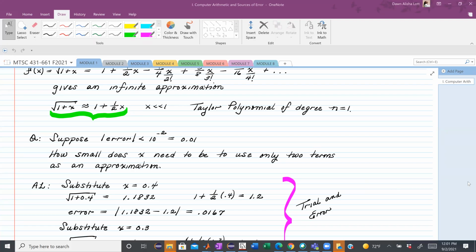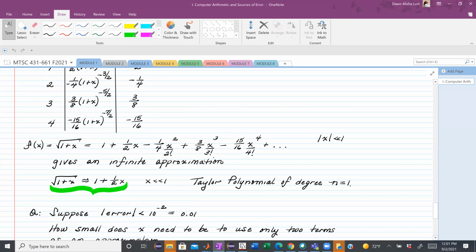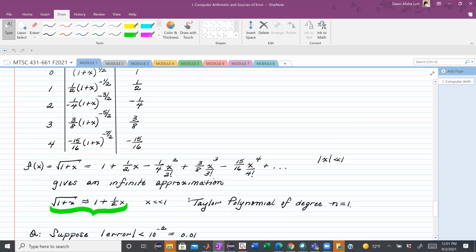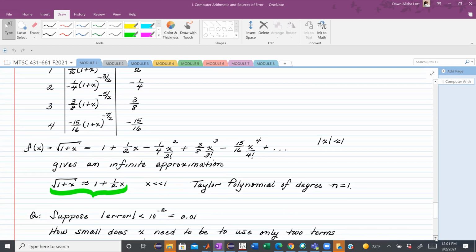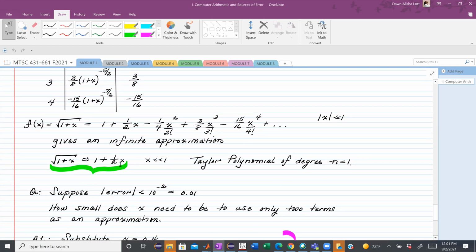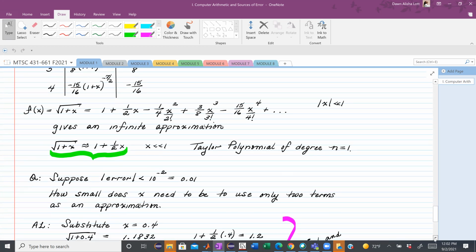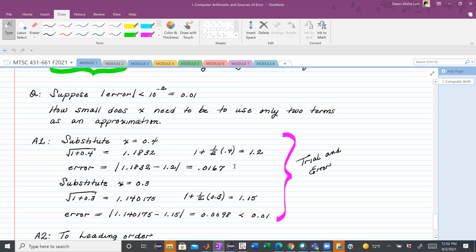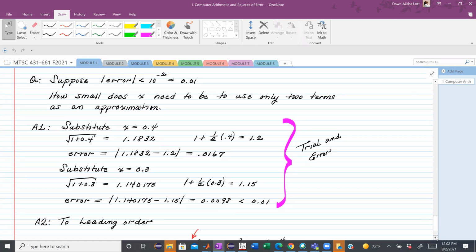So we were looking at how to find which particular X makes this approximation have an error less than 0.01. Our approximation for f of X is 1 plus 1/2 X. First we just kept putting in numbers. We put in 0.4 and saw that the error was not less than 0.01. We put in 0.3 and saw that the error was less than 0.1, but that's not very accurate. When you're doing numerics, we need to be a little more accurate than that.